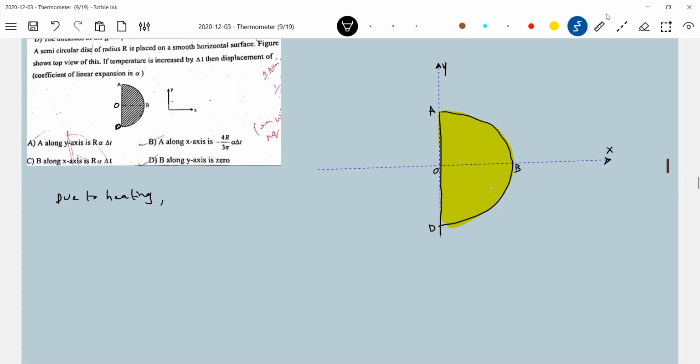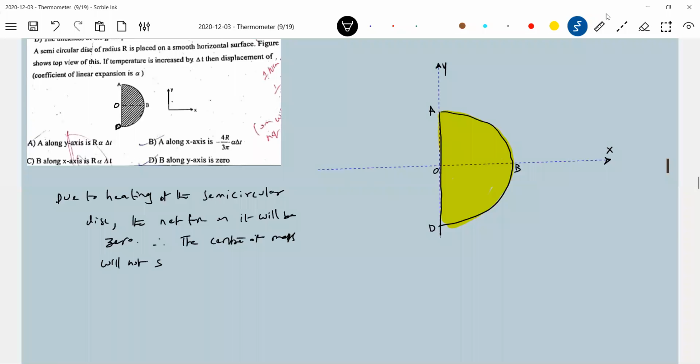Due to heating of the semicircular disc, the net force on it will be 0. Therefore, the center of mass will not shift. Agreed? The center of mass will not shift here.